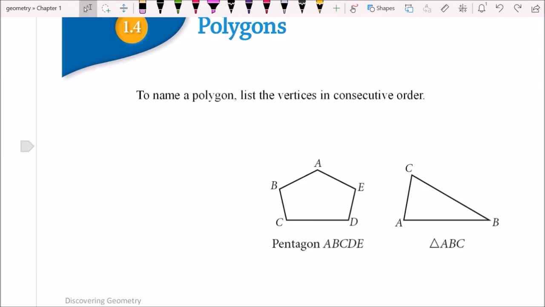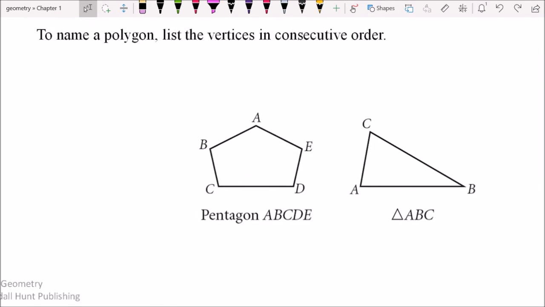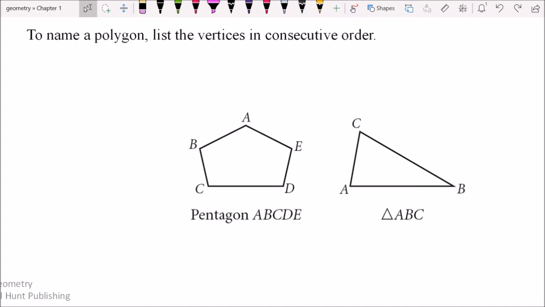We also, just like we did with line segments, we need to learn how they're named. The most important thing when you name these is the vertices have to be in consecutive order. Let me show you visually what that means. When they say pentagon A, B, C, D, E, what that means is I should generate the shape if I trace those letters in that order. A, B, C, D, E. And you are allowed to go back to A from there.